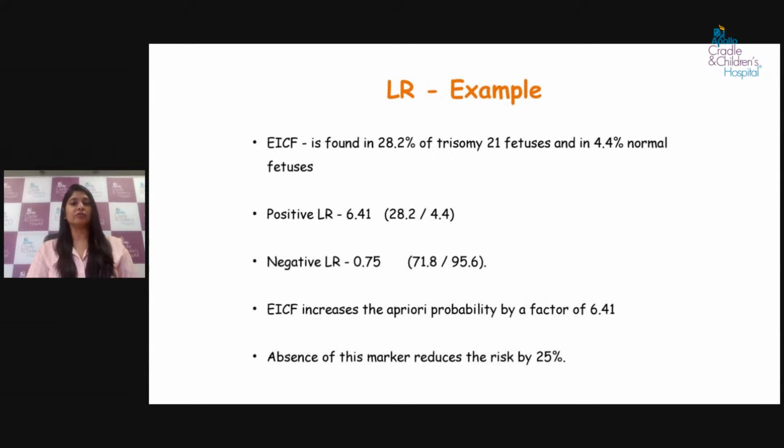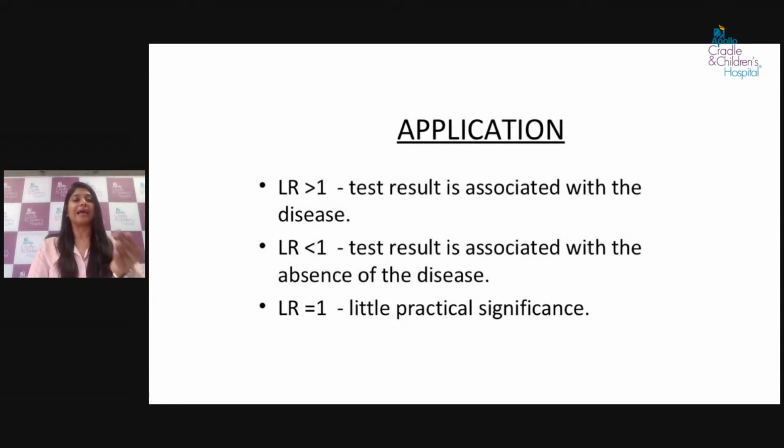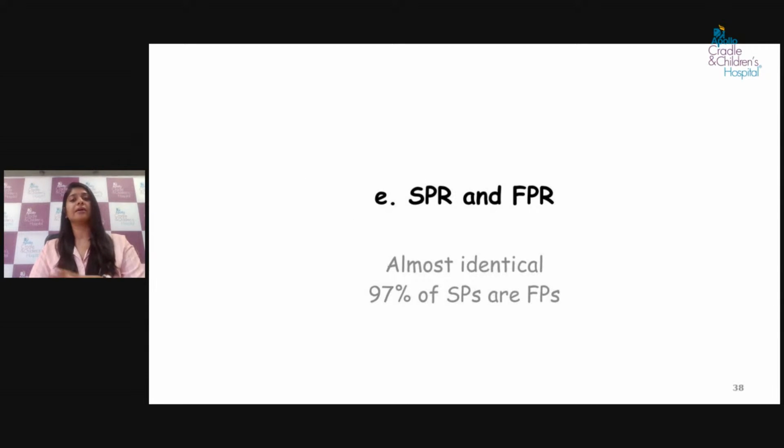So likelihood ratio, for example: EIF, echogenic intracardiac focus, is found in about 28 to 30% of Down syndrome fetuses in relation to 4.4% of normal fetuses. So the positive likelihood ratio becomes 6.4. As EIF is present, the a priori probability increases by a factor of 6.4. So absence of the marker reduces the risk by 25%. Application: if the likelihood ratio is greater than 1, the test result is associated with the disease. And if the likelihood ratio is less than 1, the test result is associated with the absence of the disease. If it is equal to 1, it has little practical significance. This is the screen positive and the false positive rate, almost identical, 97%.